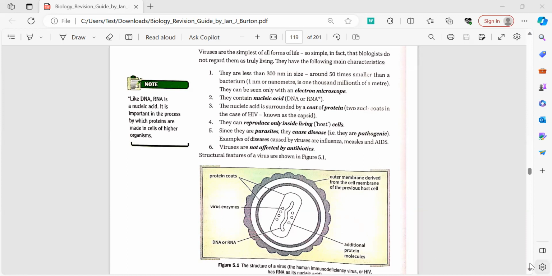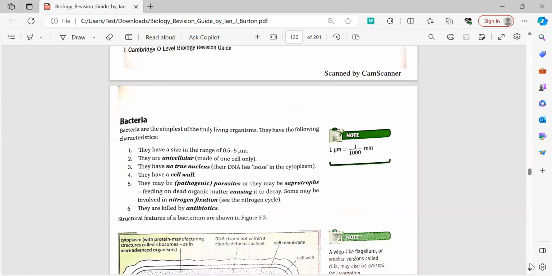Now we come to bacteria and discuss its properties. Bacteria are slightly larger than viruses. They are unicellular, however, they don't have a nucleus, unlike fungi. They have a cell wall, similar to plants. Bacteria are killed by antibiotics, as antibiotics only act on bacteria. You need to remember this, that antibiotics only act on bacteria, they don't act on fungi or viruses.